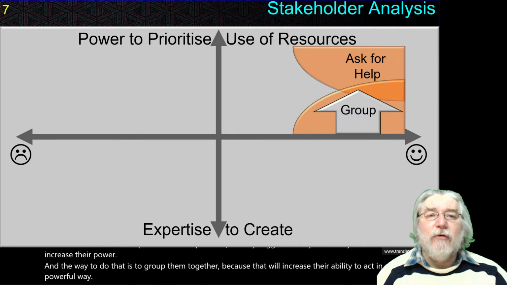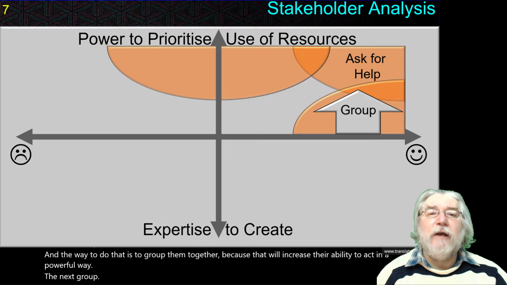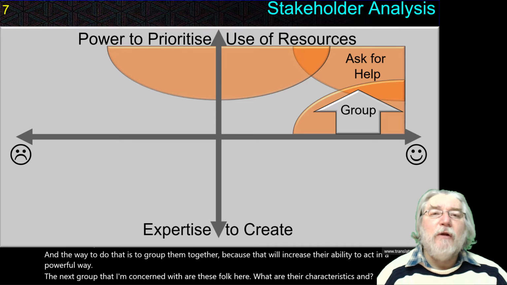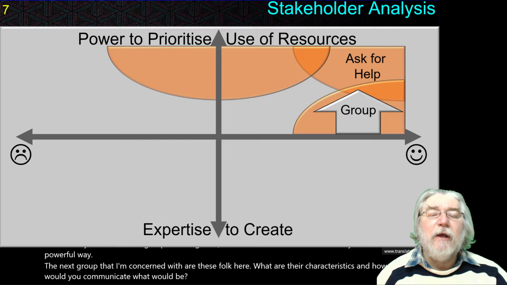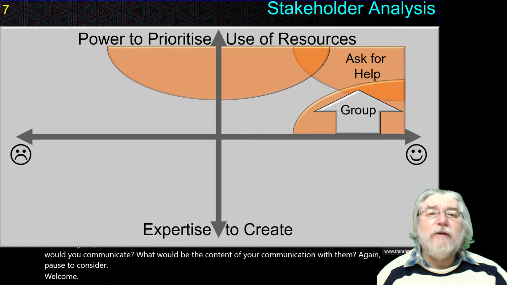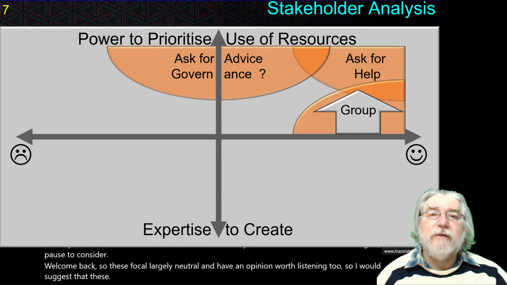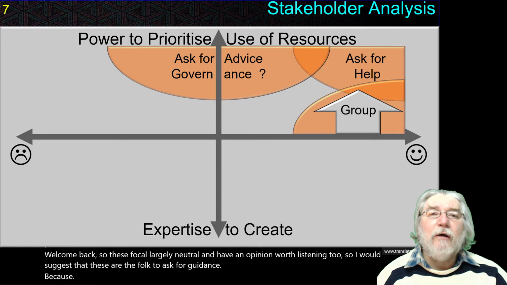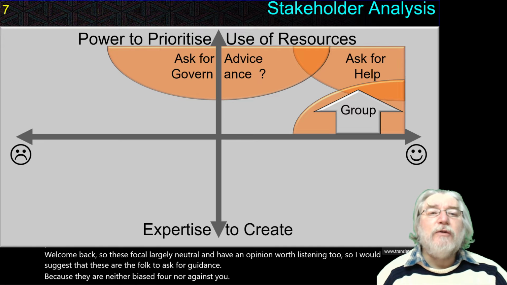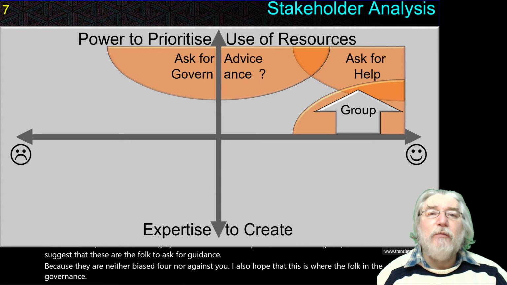The next group that I'm concerned with are these folk here. What are their characteristics, and how would you communicate? What would be the content of your communication with them? Again, pause to consider. Welcome back. So these folk are largely neutral and have an opinion worth listening to. So I would suggest that these are the folk to ask for guidance, because they're neither biased for nor against you. I also hope that this is where the folk in the governance positions that grant approvals are.